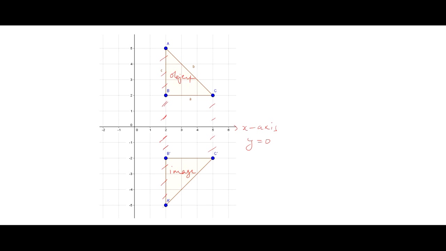Now, in a question, they will ask you to identify the transformation. You might have to describe it. If it's a reflection, you need to state what the mirror line is. The mirror line in this case is y equal to 0. And you could be asked to construct a line to show where the mirror line is.